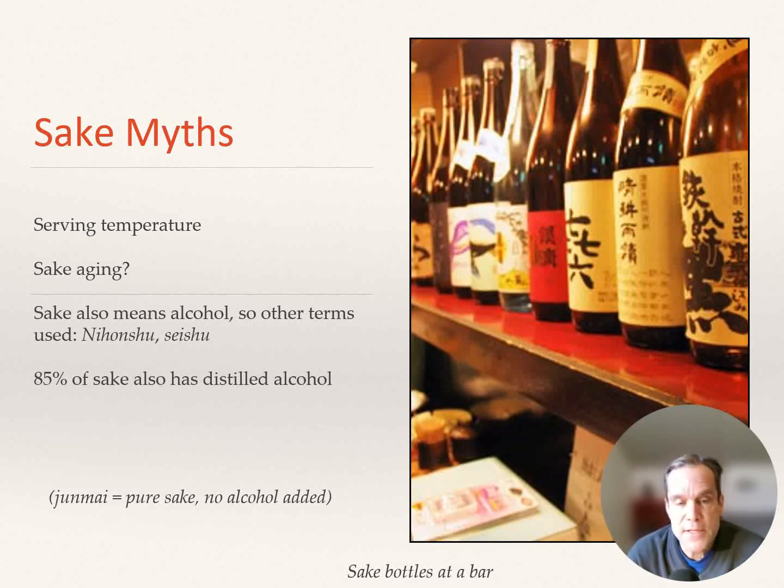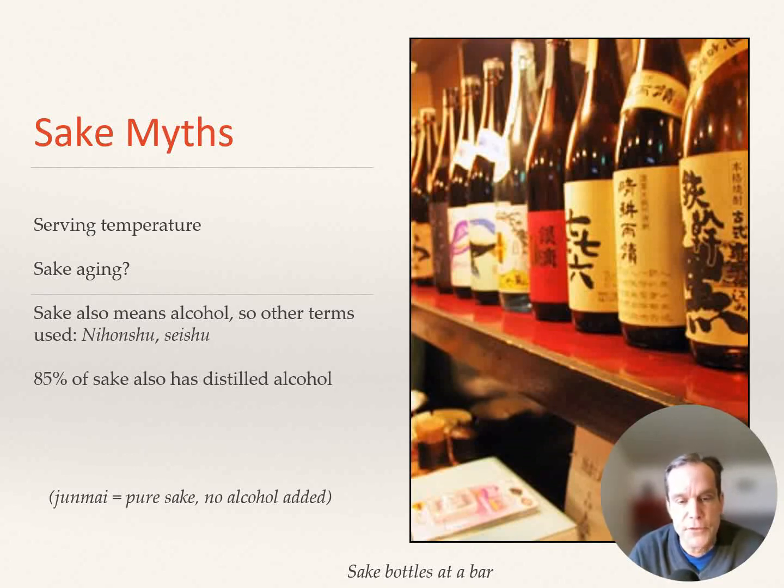Can sake be aged? No, generally not. Sake should be drunk when it's new, so within the first 2 years that it's been shipped. And that shipping date is usually on the bottle. There is aged sake. I'll talk about that a little bit later in this lecture. But generally, sake is not like wine where you want to keep it around.